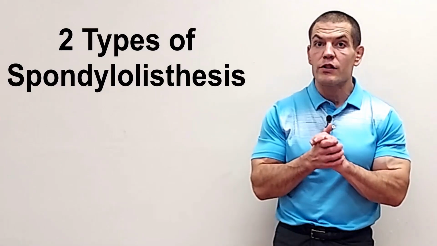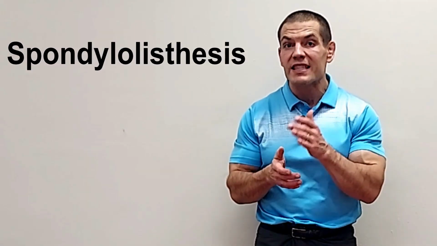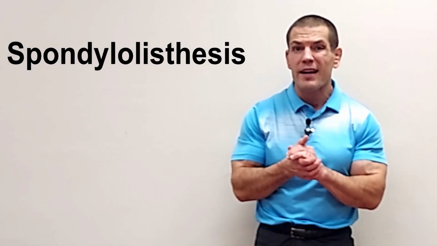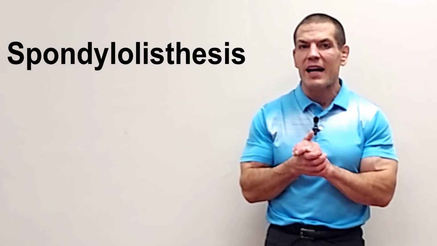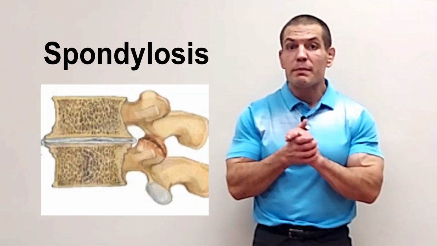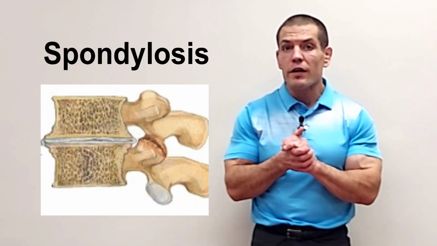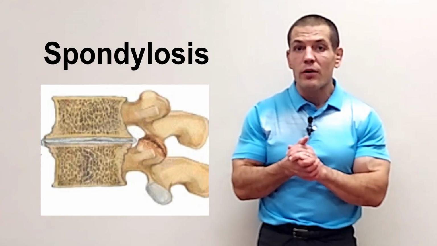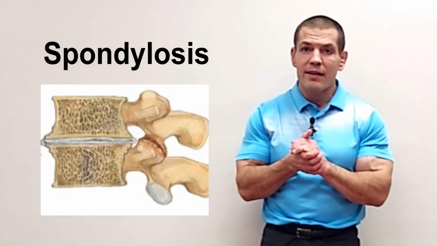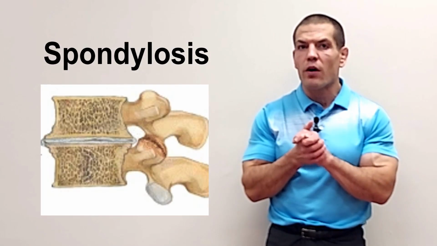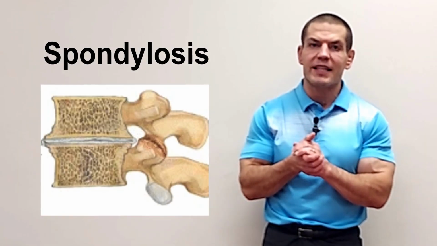Now, before we get started with exercises, there are actually two different types of spondylolisthesis. To understand that, we need to clarify some terminology. Because if you see the word spondylolisthesis on an MRI report, there are some other words that sound kind of similar. Spondylosis is a word that means an abnormal condition of the spine. Basically, it's a synonym for arthritis or degeneration in the spine.